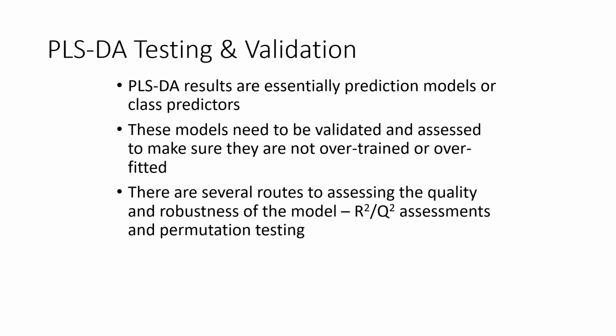In principle, you can have holdout sets and training sets, test sets and others. But because those are a little more difficult to build for categorical predictions, especially for PLSDA, there's a tendency to approach it differently. So in the case of PLSDA, there's R squared and Q squared assessments, and there's also permutation testing.